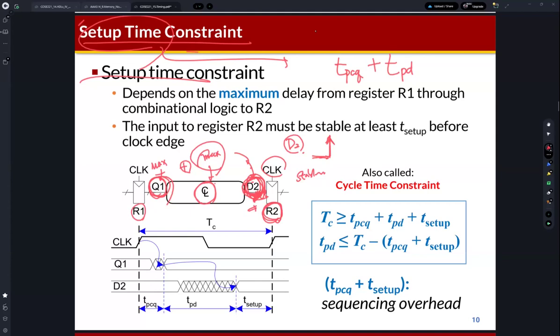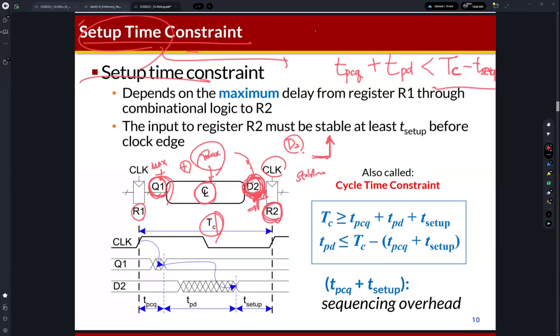And then this delay needs to be less than the clock period, but before that. It is because this is the clock period Tc, but this signal needs to be stabilized before the setup time. So we need to subtract T_setup, the setup time, from the clock period. You understand?